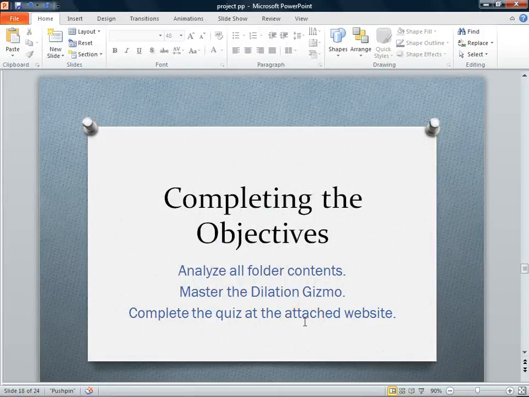And once you complete that quiz, let me know if you have any questions on the quiz. And you are done with the dilations section. Let me know if you have any questions on any materials up to this point. And remember the dilations section when we get into similarity. Thank you very much.